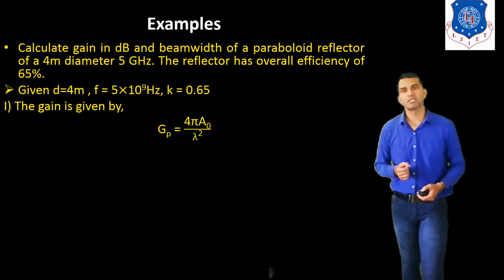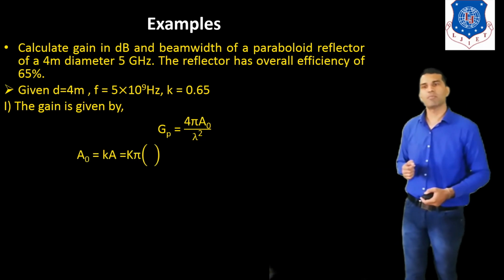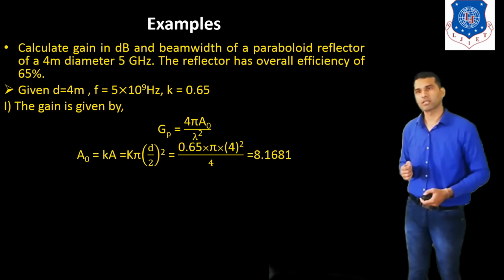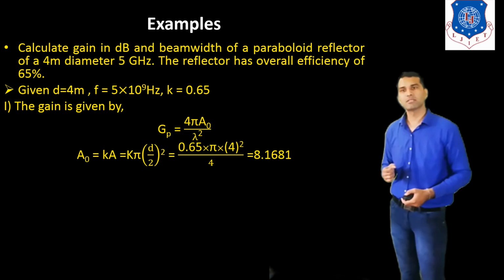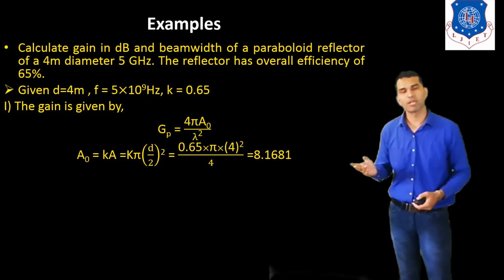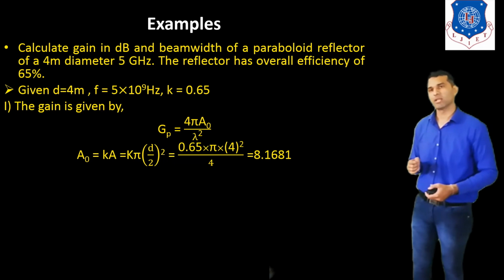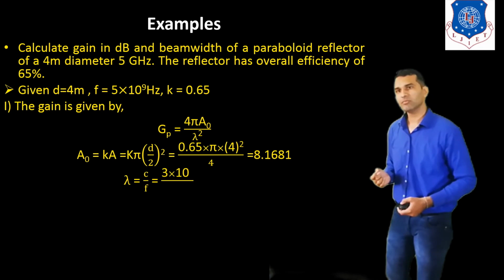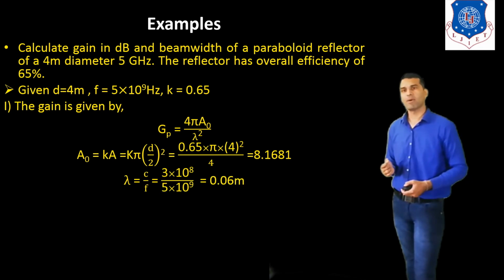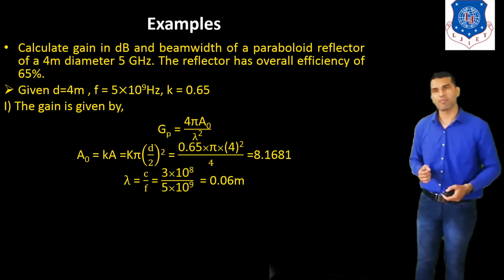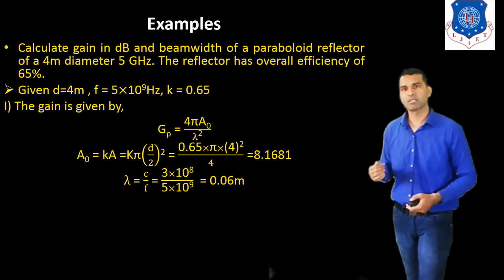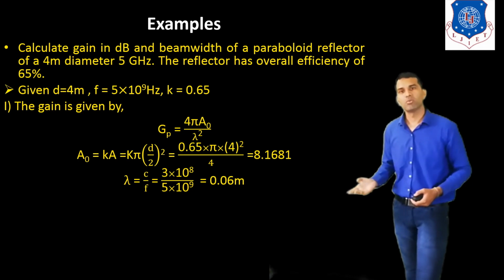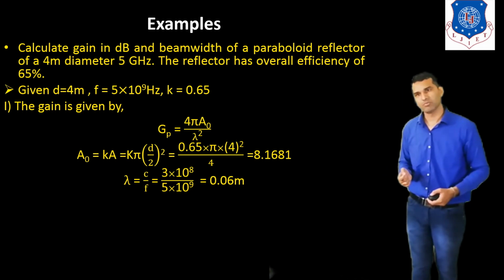We have the equation Gp is equal to 4 pi A0 upon lambda square. So first we calculate A0. For A0 we have the equation K into A, and we know that A is pi d square by 4, or we can also write pi into d by 2 square. So we get A0 is equal to 8.1681. We also calculate lambda using the equation lambda is equal to C by F, where C is 3 into 10 raised to 8, and frequency is given as 5 into 10 raised to 9. So we get lambda equal to 0.06 meter.